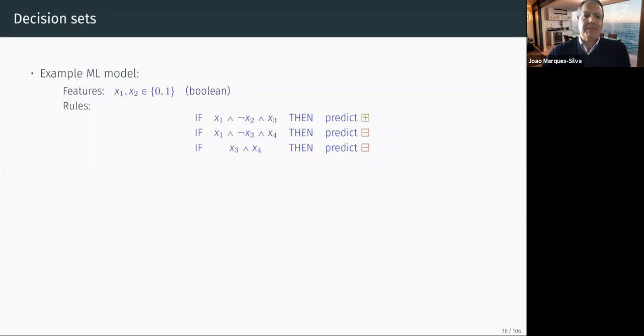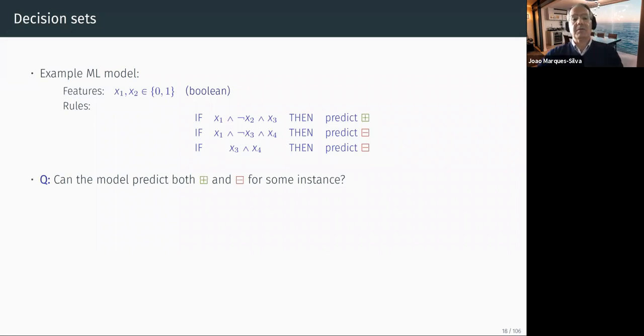A more serious example are decision sets, and a lot of people use decision sets, one reason being that they are considered to be interpretable. Here I restrict the features to be Boolean. I have three rules: x1 and not x2 and x3, then I predict plus. The rules are not ordered, there is no order. x1 and not x3 and x4, minus. x3 and x4, minus again. The same question can be asked: can the model predict plus and minus for some instance in feature space?